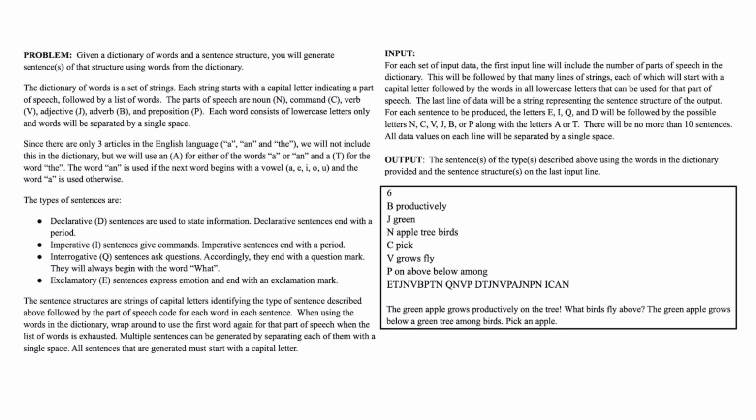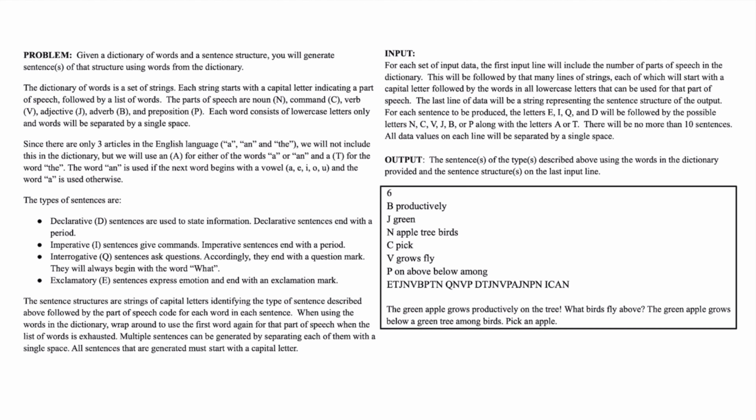Next, we have the types of sentences. Declarative sentences state information. That part's irrelevant because the next part says they end with a period, and that's important. Imperative sentences give commands, and they also end with a period. Interrogative sentences ask questions, so these are going to end with a question mark, and they're also going to begin with what. So we'll have to have some sort of prefix and suffix. And exclamatory sentences express emotion and end with an exclamation mark, so this one only has that suffix.